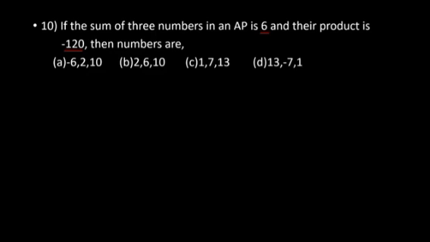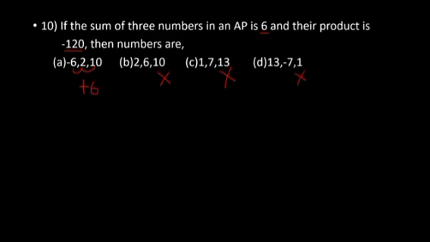First one we have minus 6, 2, 10. We will add and check now. Minus 6 plus 2 plus 10, by adding we get 6. Its possibility is there. Next one, 2, 6, 10. By adding this we will not get 6, so it's not possible. Next one we have 1, 7, 13. By adding this also we will not get 6. This is also not possible. And another one is 13, minus 7, 1. By adding this we get 7, we will not get 6, so it's also not possible.